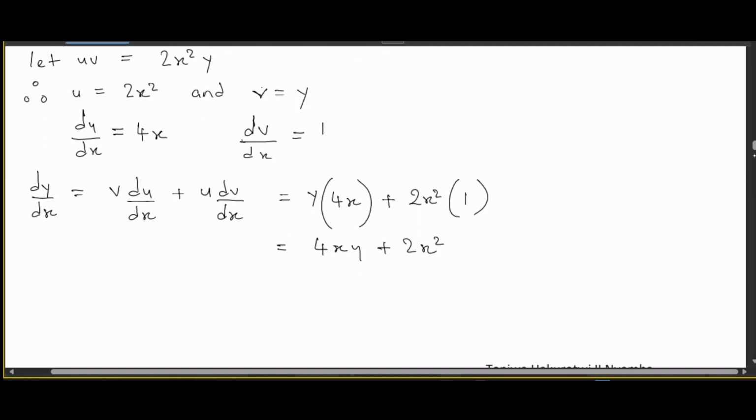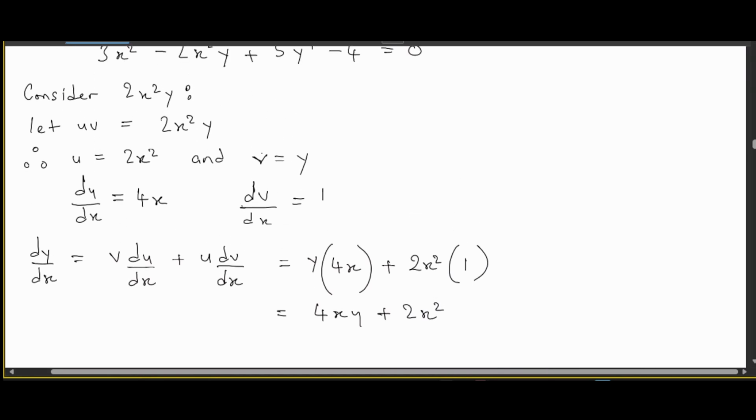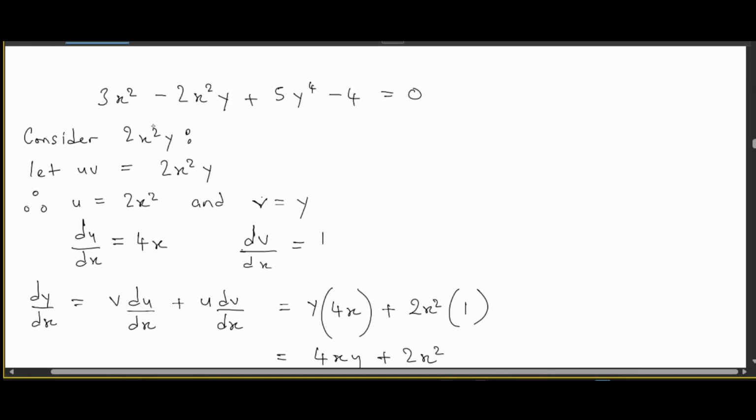This is what we want to use above. So since we had consider 2x squared y, what it means is we want to replace 2x squared y with 4xy plus 2x squared. But remember that this is a derivative. So we want to replace it as a derivative. But so that it is clearly visible, let me do my working beside here. I have changed the color.